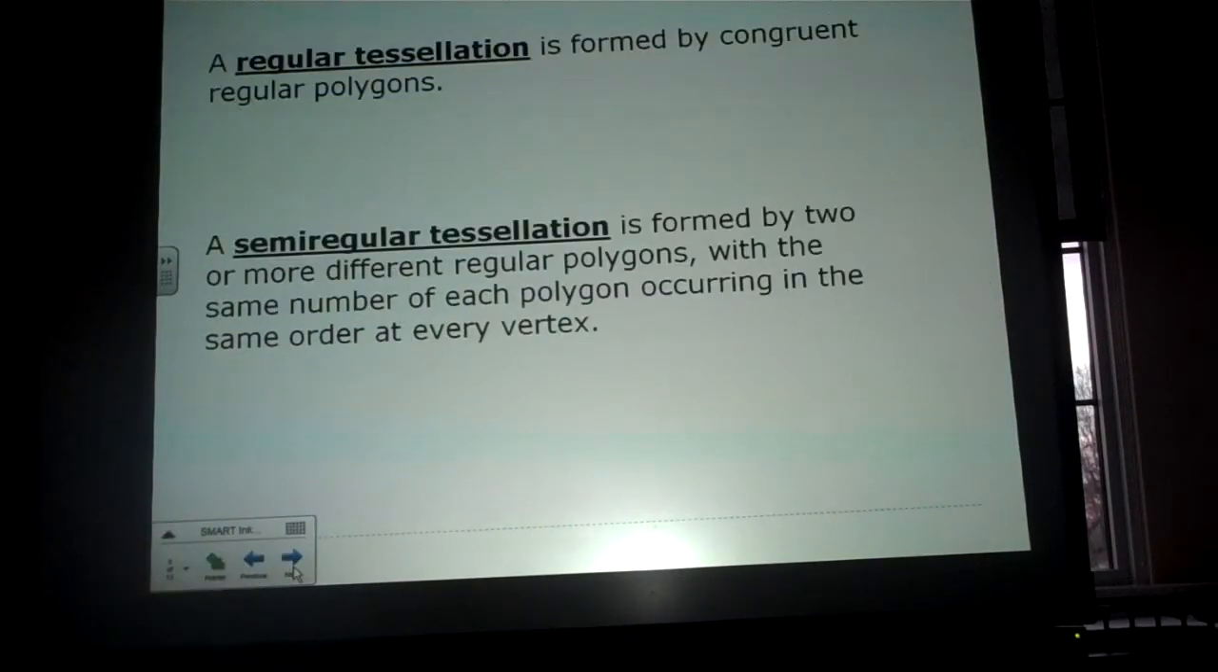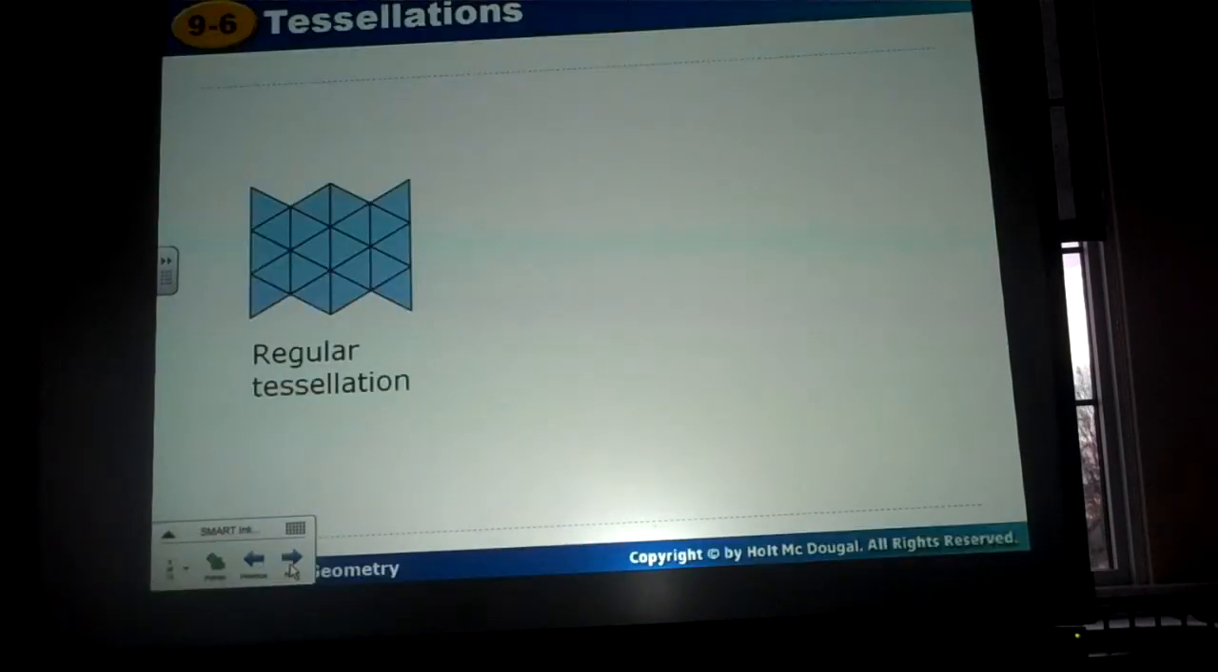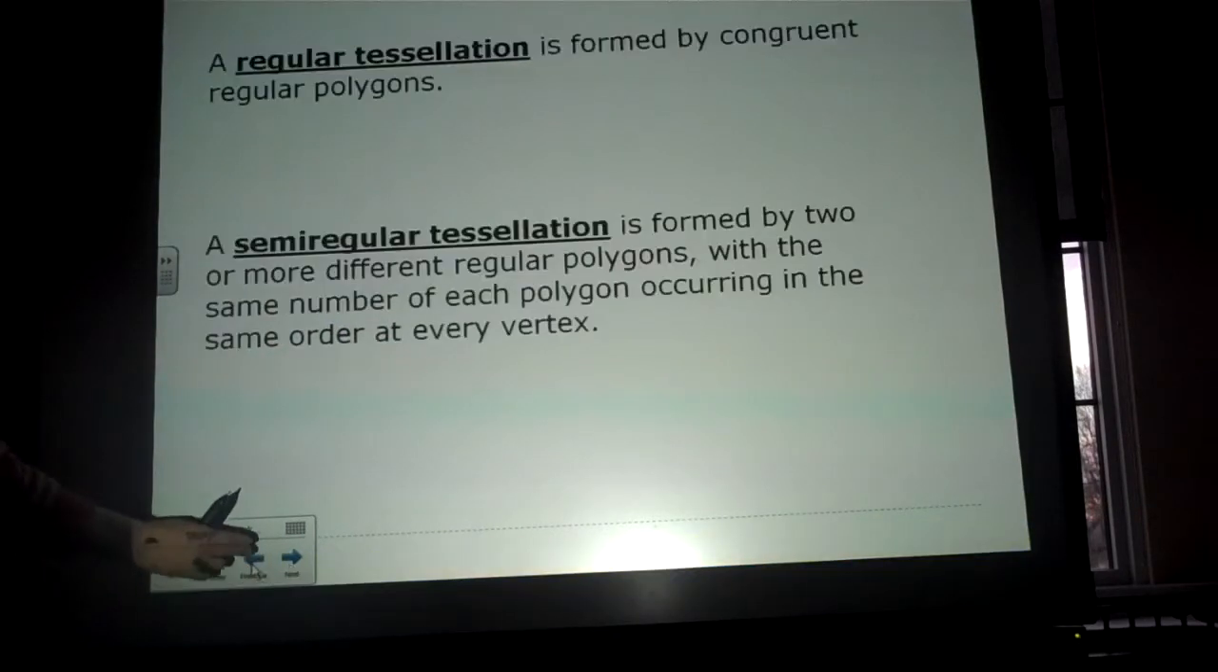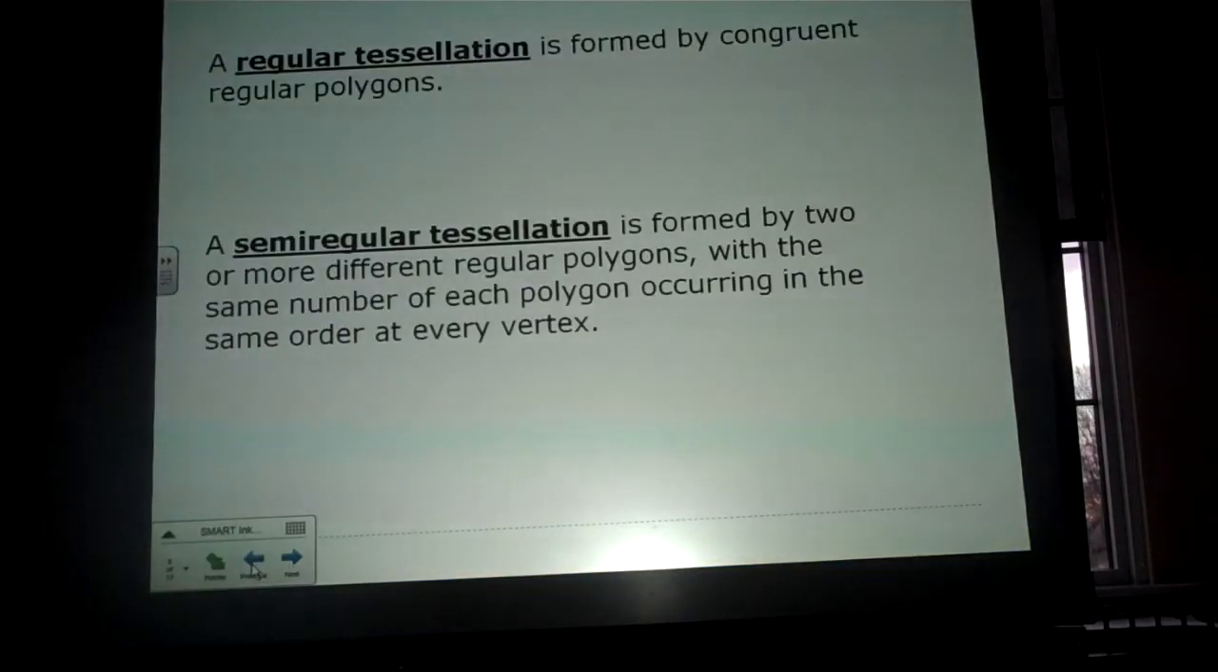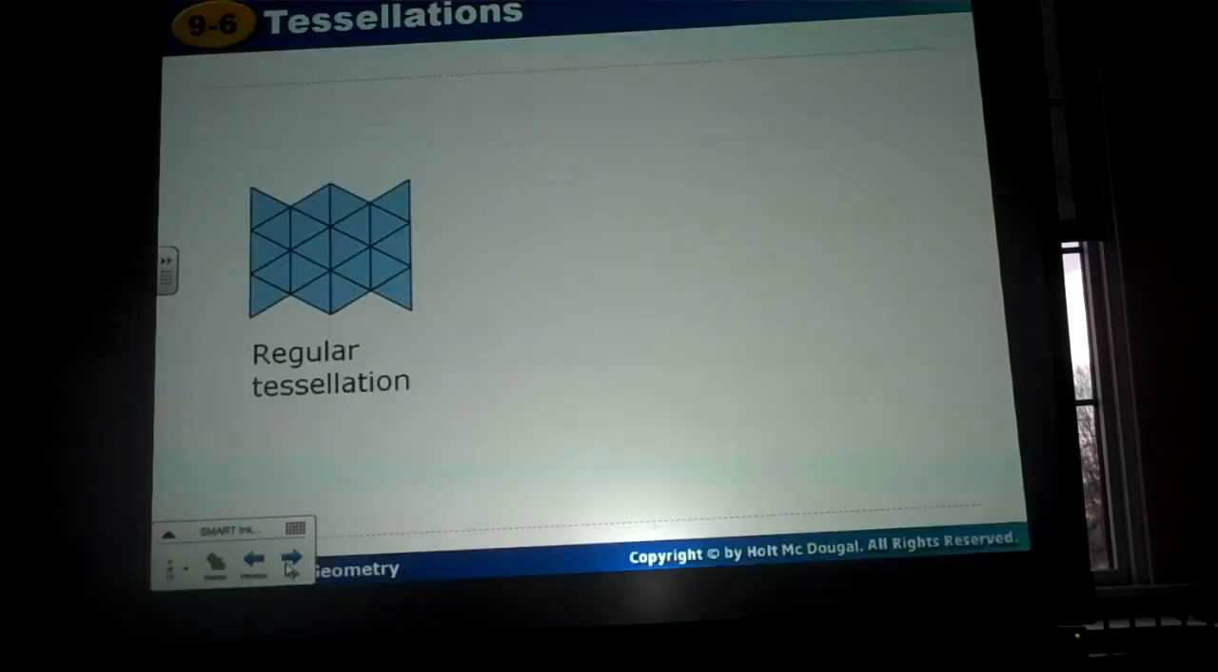A regular tessellation is formed by congruent regular polygons. A semi-regular tessellation is formed by 2 or more different regular polygons, with the same number of each polygon occurring in the same order at every vertex. Okay, so wow, I already gave you the answer on that one. That is regular. Remember, regular is formed by congruent regular polygons.